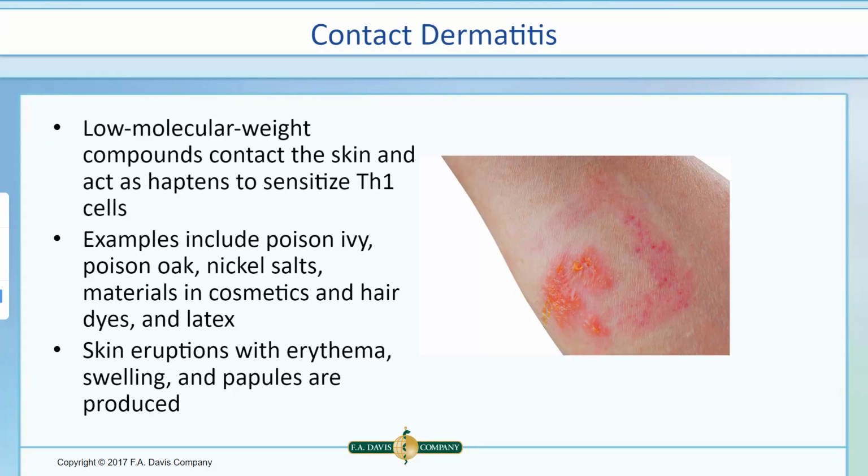In contact dermatitis, a low molecular weight compound contacts the skin and acts as a hapten to sensitize Th1 cells. Examples include the oleoresins, or the oils of poison ivy, poison oak, nickel salts, minerals in cosmetics, hair dyes, and latex. Skin eruptions occur with erythema, swelling, and papules.